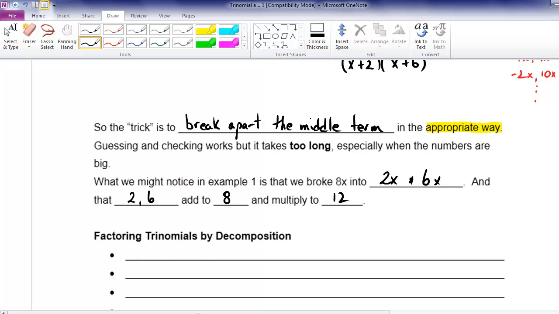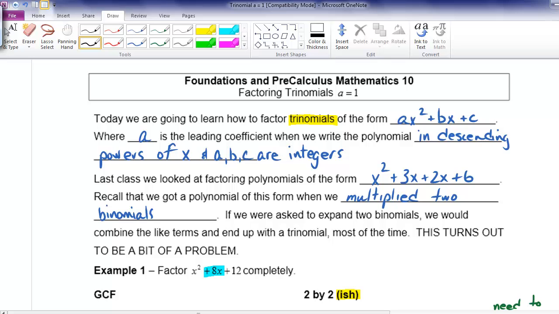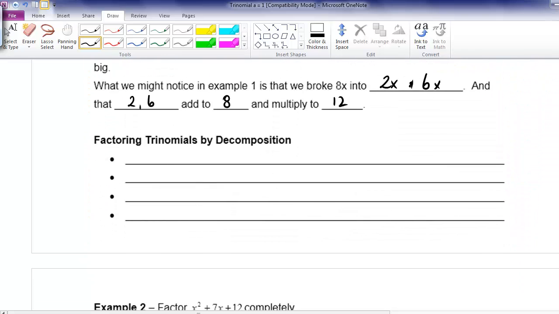And the trick is, you want to break apart the middle term so the coefficients add up to the middle term and they multiply to the last term. So as we go through some examples, we want two numbers that add to b and multiply to c, if we go back to our general form. So let's summarize our little recipe for factoring a trinomial by this decomposition method. That's the method I'm describing. We are decomposing the middle term. We are breaking apart the middle term.